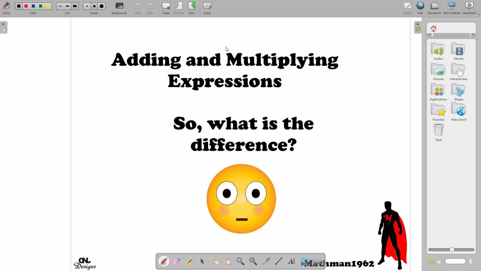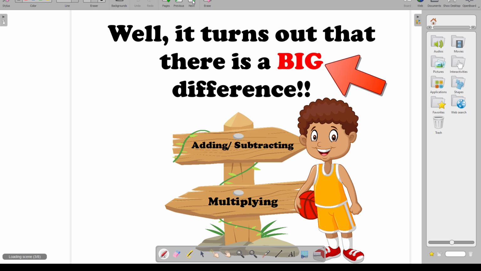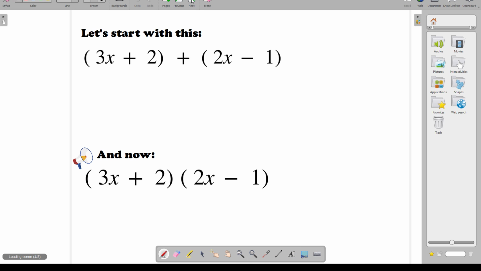Hello again, math friends. Today we are going to look at adding and multiplying expressions. Is there a difference? Well, it turns out there is a big difference. So we're going to be looking at adding and subtracting, and then we're also going to be looking at taking the same expressions and multiplying them and see what the difference between the two would be.